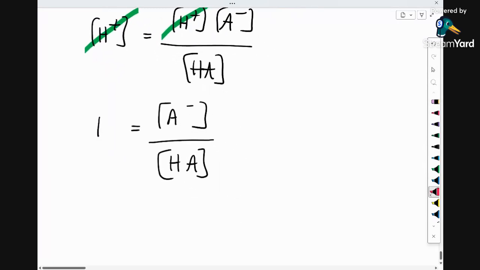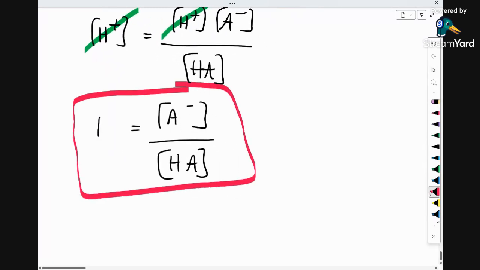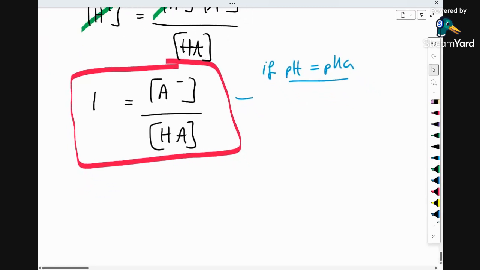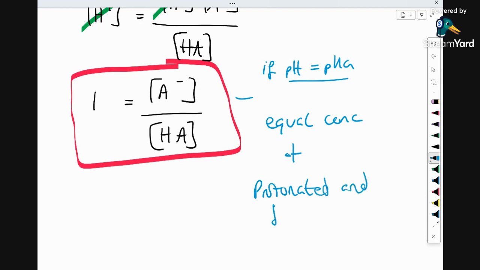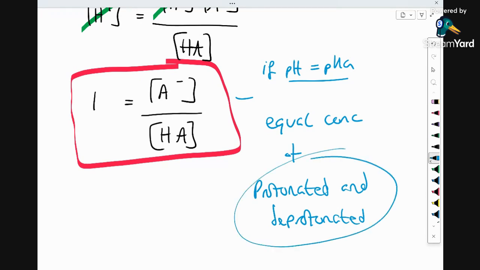undissociated form. And what this tells us is that if the pH was equal to the pKa for the particular R group we're looking at, then we have equal concentrations of both the protonated form and the deprotonated form. Okay, 50% of our molecules will be protonated at any one time, and 50% will be deprotonated. Okay, it's 50-50.